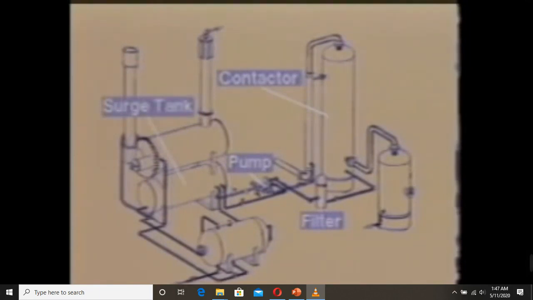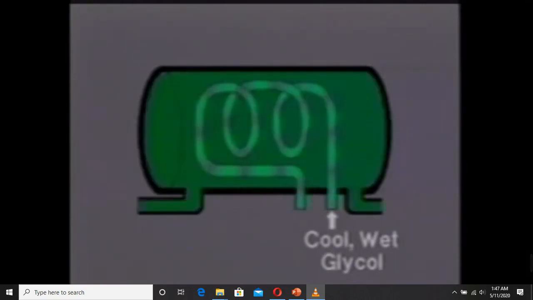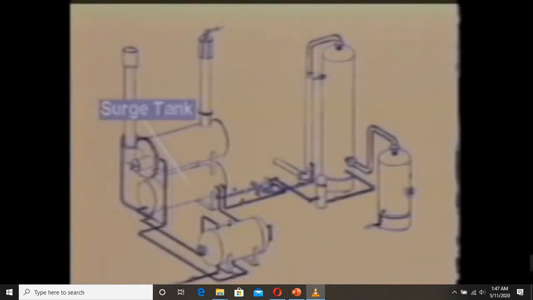The surge tank is a holding tank which stores hot, dry glycol produced by the reboiler before it's sent to the contactor column. However, the cool, wet glycol does not actually enter the surge tank. Instead, it flows through the surge tank in coils. This allows for the heat exchange process to occur, which we mentioned in the first section. As the cool, wet glycol flows through the coils of the surge tank, it's warmed slightly before it enters the gas condensate glycol separator. Conversely, the hot, dry glycol stored in the surge tank is cooled before it enters the contactor column.